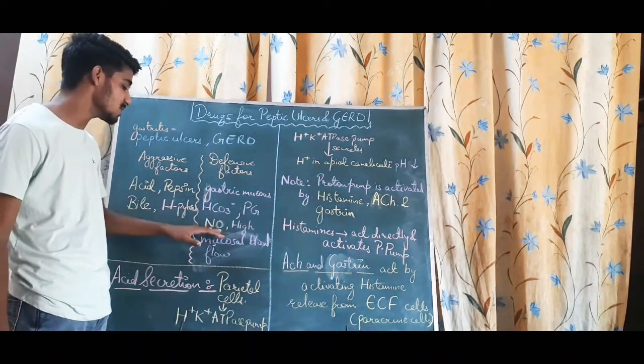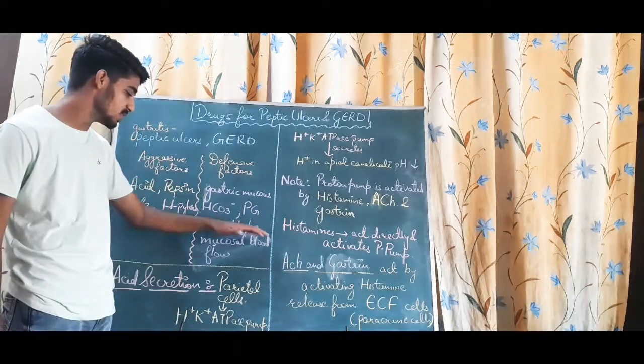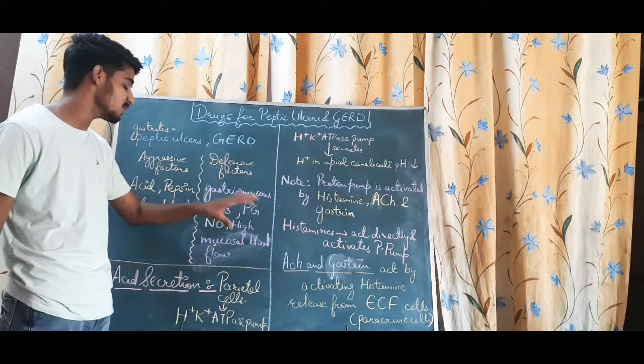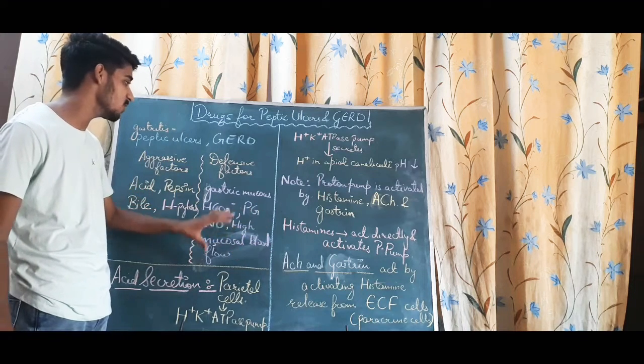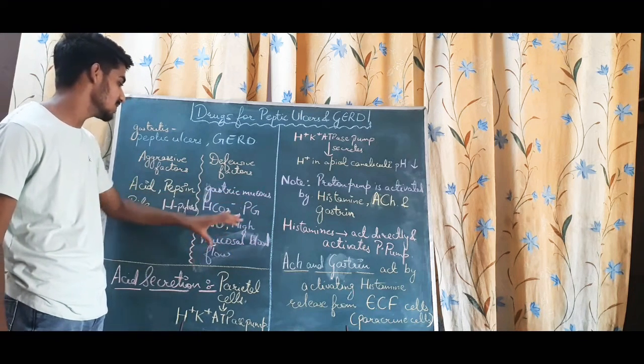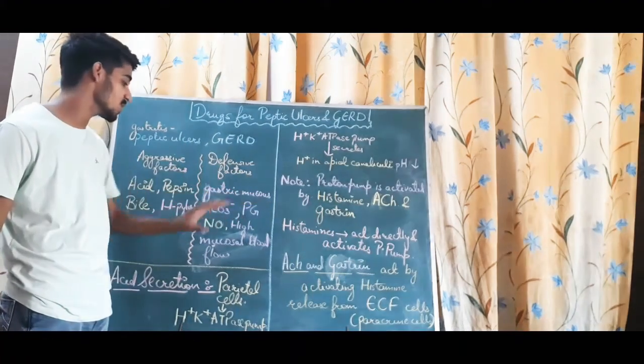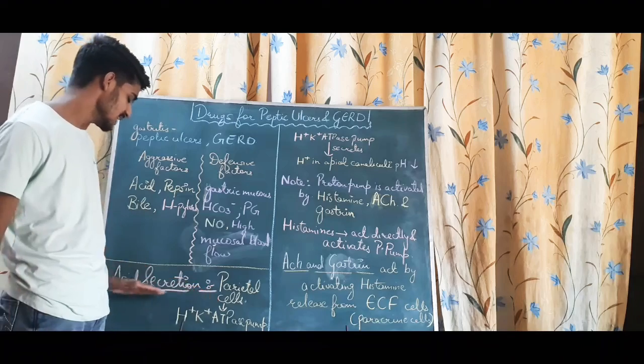Then nitric oxide, what will it do? It causes high mucosal blood flow, and when there is high mucosal blood flow, the gastric mucosa will be enriched and there will be more production of mucus.